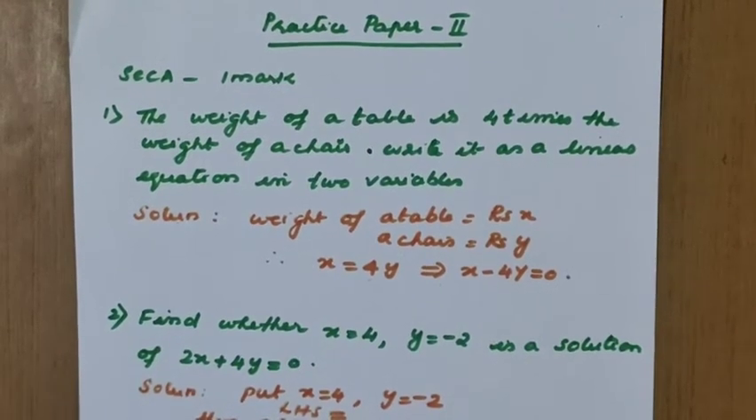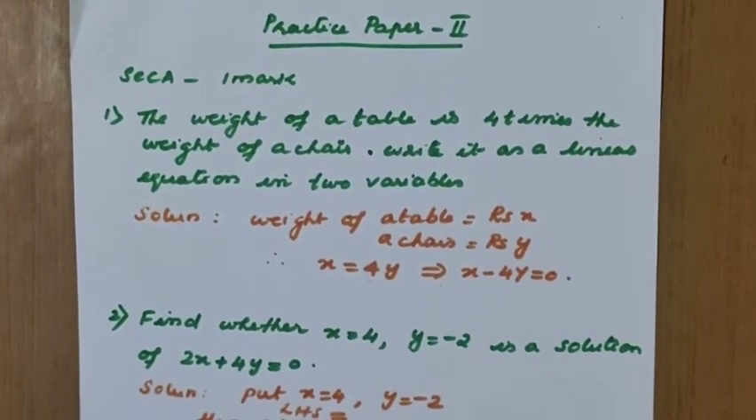Good morning, children. We are doing practice paper 2. Paper 1 is already completed. Now, the questions in Section A carry 1 mark each. First question: the weight of a table is 4 times the weight of a chair. Write it as a linear equation in two variables.